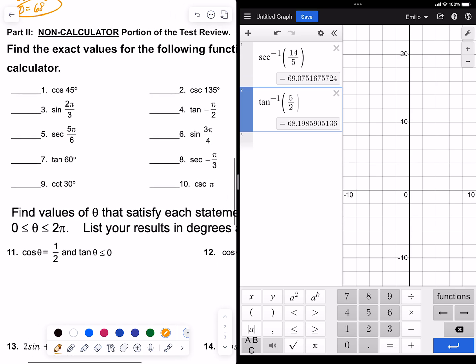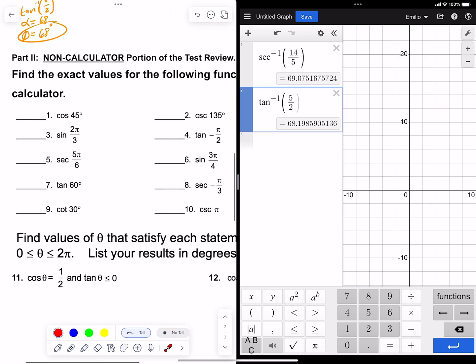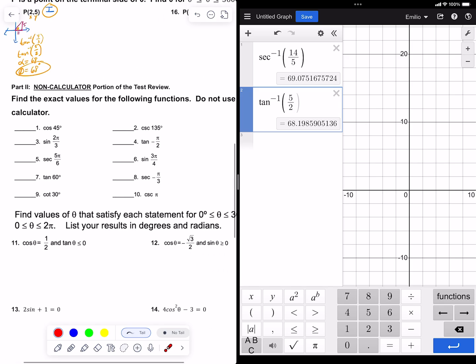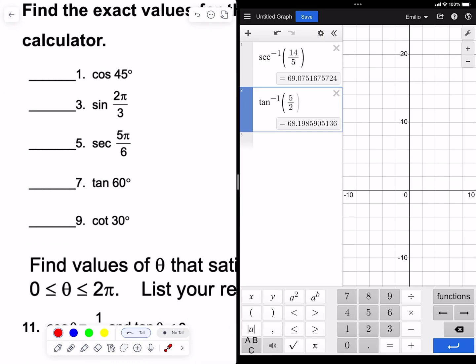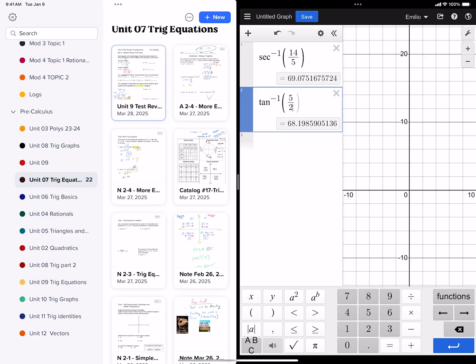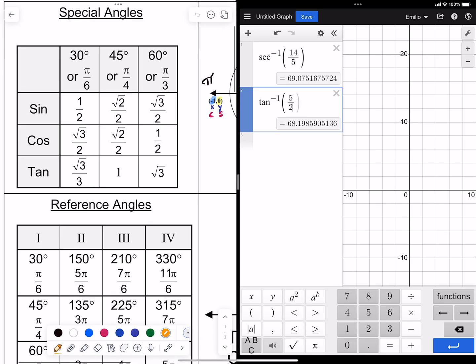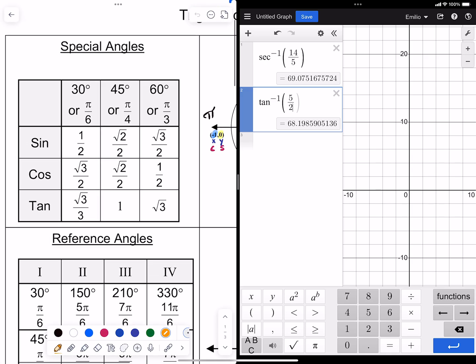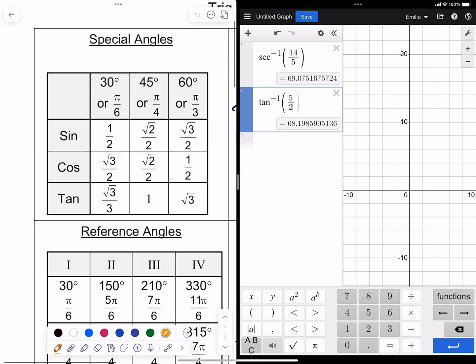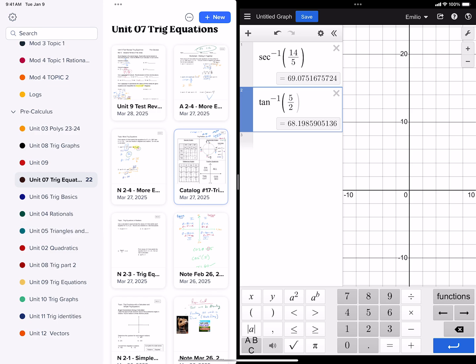Okay, now for this part right here, this right here is non-calculator. You will have to use your chart, okay? So pretty easy, right, if you're using your chart on this one here. So really what you're doing, you're just going to get your answers from here, right? It's either going to be here, it's going to be here, or it's going to be here. So there are 3 spots. So now let's get back to the review.